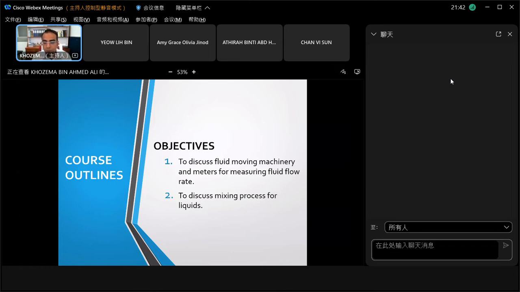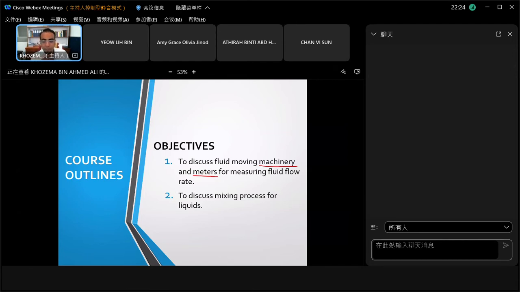The first one is to discuss the fluid moving machinery and meters for measuring fluid flow rates. If you see here, there are two important terms: machineries and meters. This is basically what we talk about when we want to know how to transport, how to move the fluid from one position to another, or from one location to another location. So what kind of machine or equipment are we going to be using? That is our first topic to discuss.